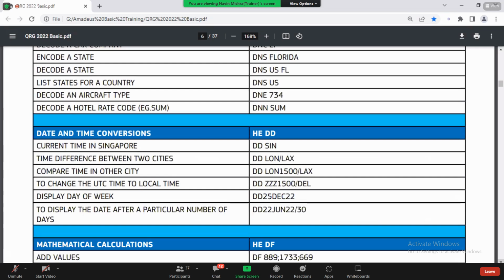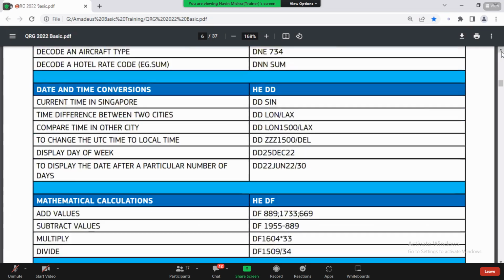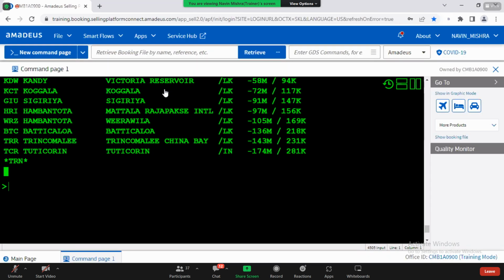Now let's move to the next part of the topic, which is date and time conversion. So you want to know the date and time conversion. Suppose you are sitting in a city which is Colombo. Now there is a passenger who is calling from London. The passenger said to me, call me in the morning, as per London time. Now, how do you find out that if it is morning in London, what exactly the time would be in Colombo? So how would you find out the time difference? How would you find out the exact time of a particular city? All of that information will be received through this command.